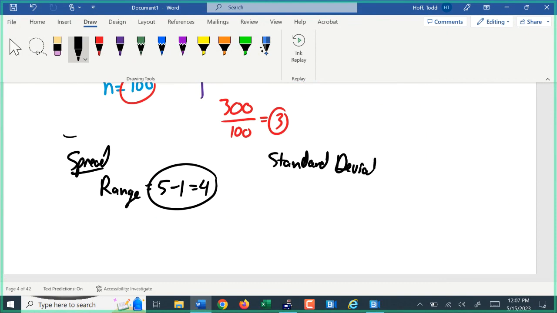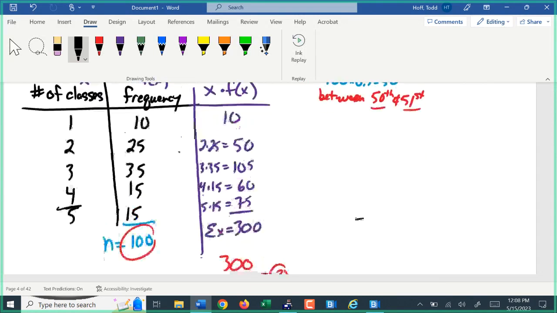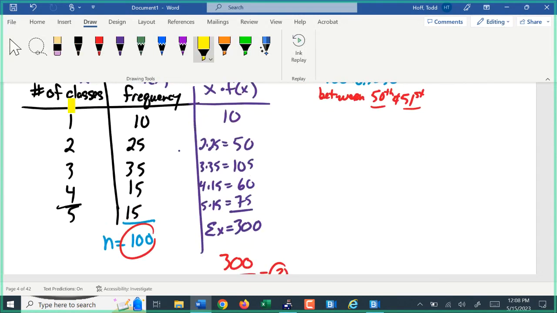The first step in the standard deviation is to find the mean. We have that. The second step is to subtract. Let's do that. So remember, the value here is this column over here. This is our x value. So what we're subtracting is the mean of 3 from each of those values.